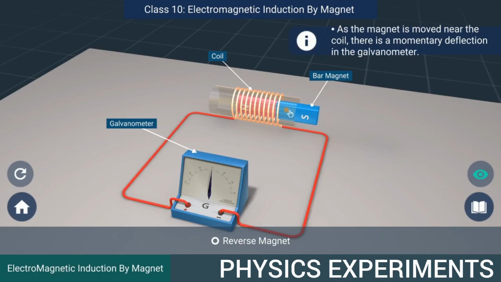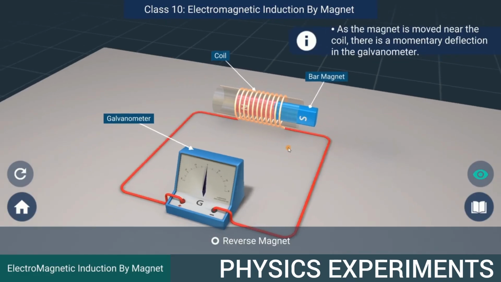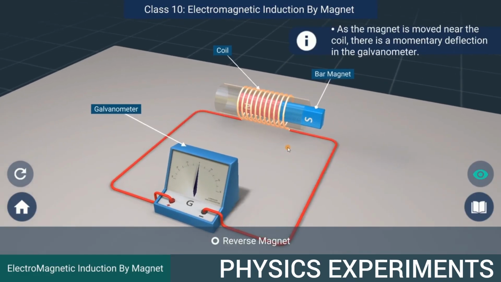The deflection of the galvanometer indicates that there is some current flowing through the coil. The galvanometer deflects only when the magnet is in motion near the coil. Motion of the magnet is responsible for the changing magnetic field.